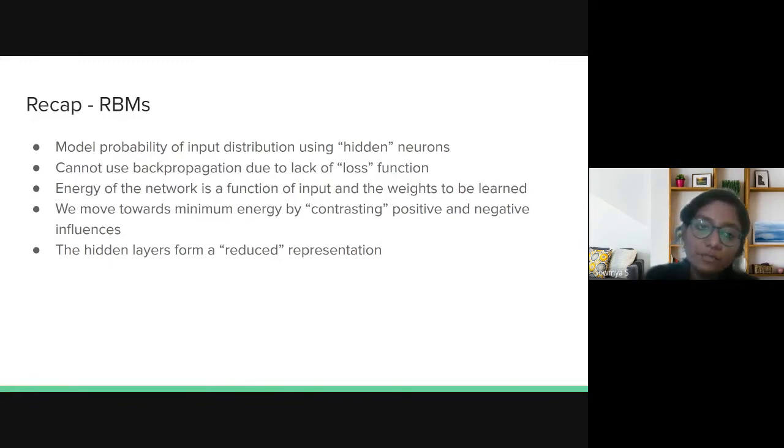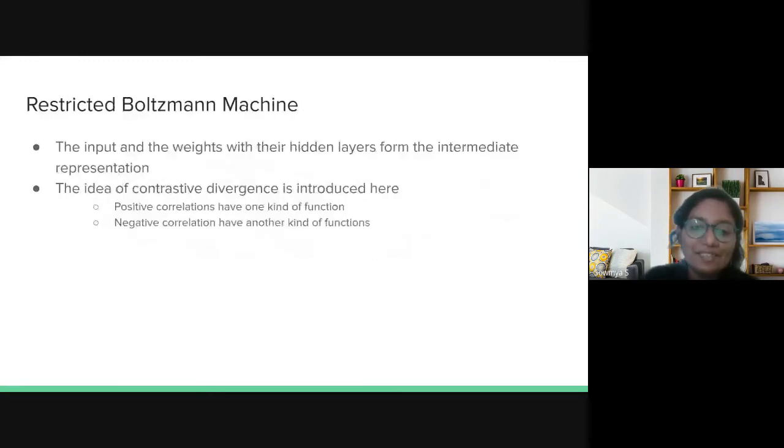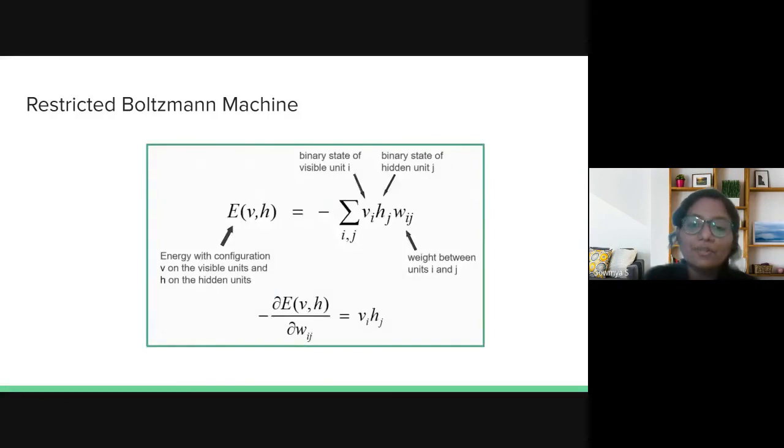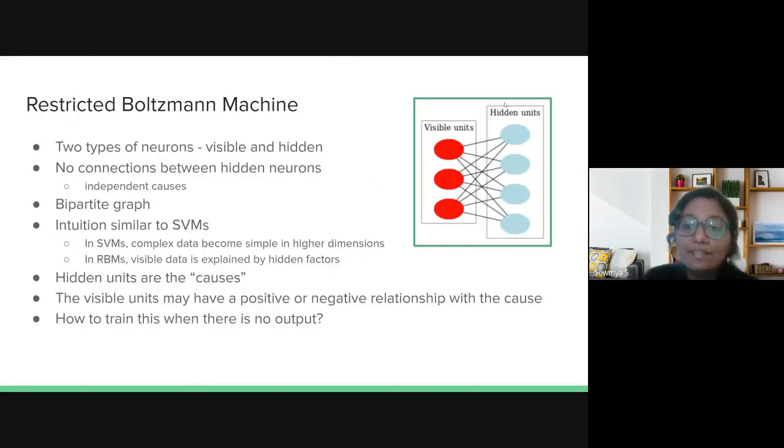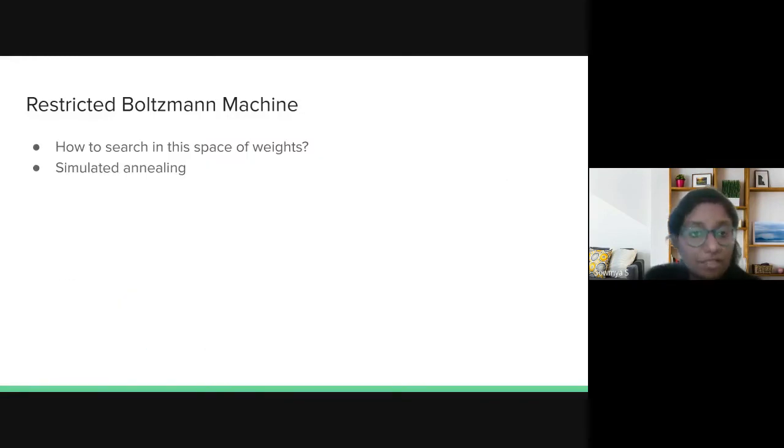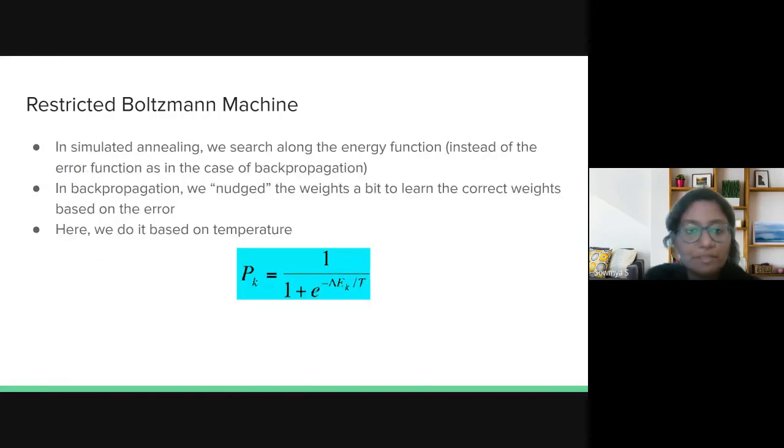For restricted Boltzmann, I forgot to tell you why they are called restricted. So this network is called a Boltzmann machine, and if we have connections between them, that is, if it's not a bipartite graph, then there is no restriction. Here we have the restriction, and that gives us an advantage that it's faster to compute. And the second thing is we try and find independent causes so that we're not repeating information. So that's why it's called a restricted Boltzmann machine.